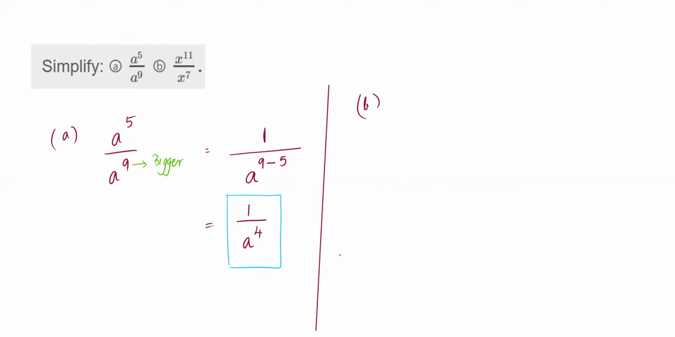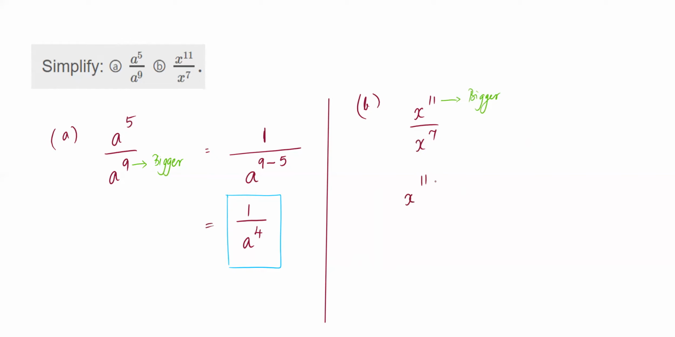B, my line is crooked. Okay, x power 11 over x power 7. You always want to see which one is bigger. So this is bigger. So it's going to be combined on the top. So x power 11 minus top power minus the bottom power, which is x power 4.